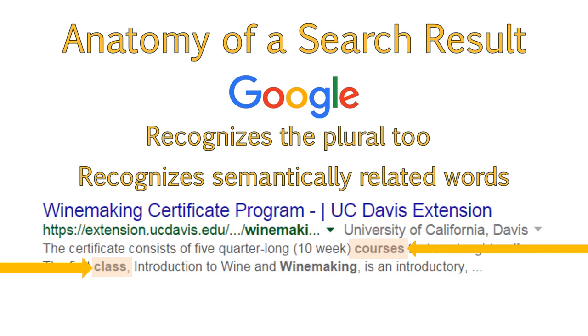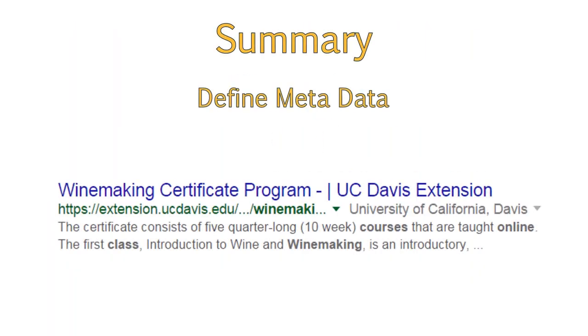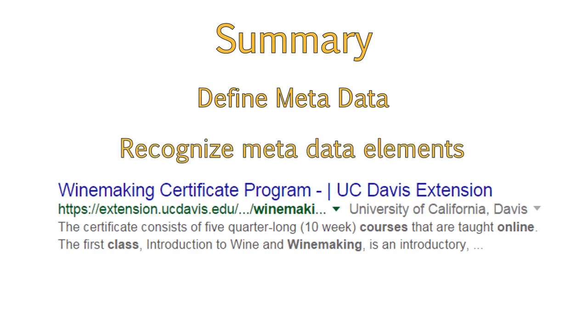When we refer to metadata, we are referring to the various elements that encompass the way the search result is displayed. Let's take a bit of a deeper look at the individual elements. You should now be able to define metadata as well as look at a search result and recognize individual metadata elements.